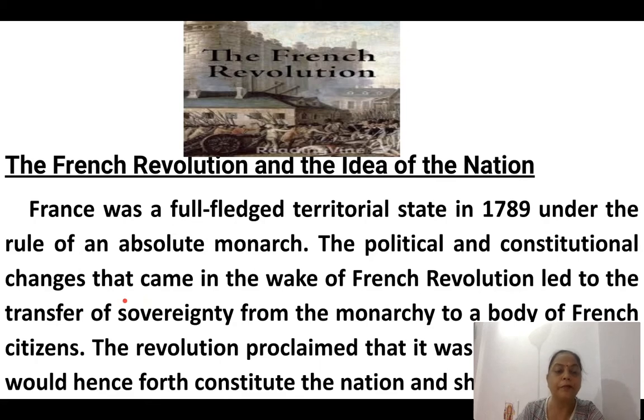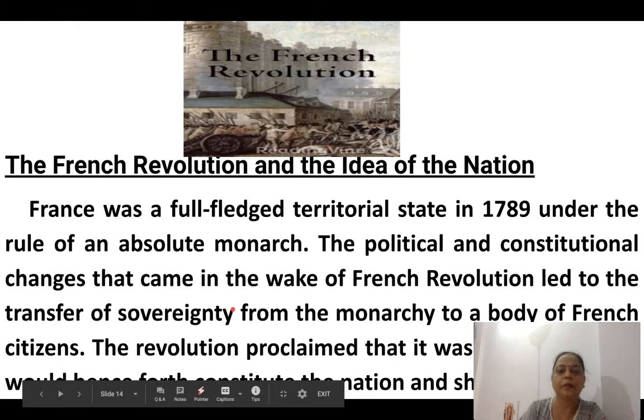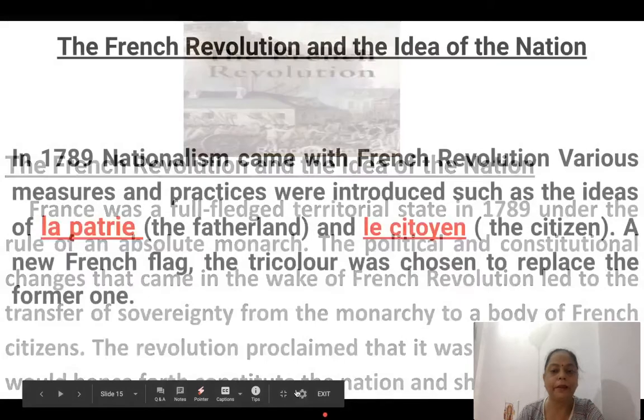So, after the French Revolution, the sovereignty transferred from monarchy to a body of French citizens, because they talked about the National Assembly. The revolution proclaimed that it was the people who would henceforth constitute the nation and shape its destiny. The nation will be run by the citizens.